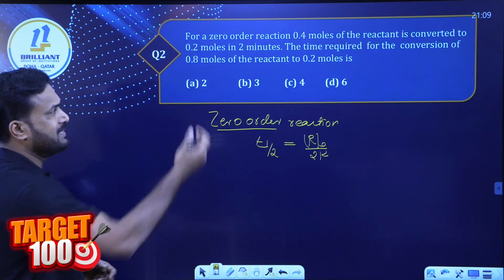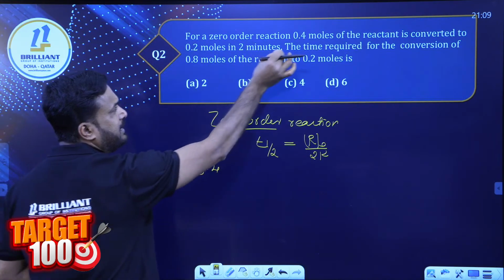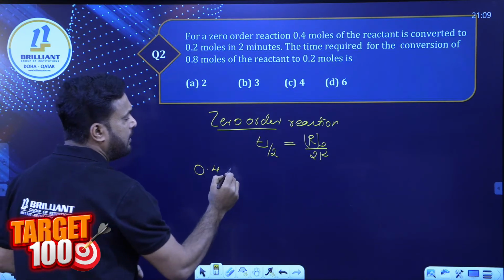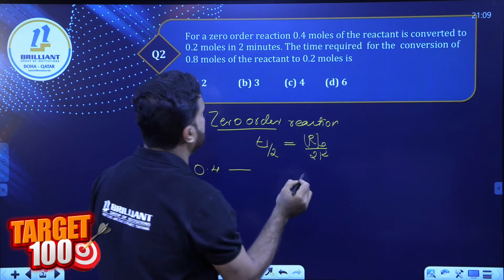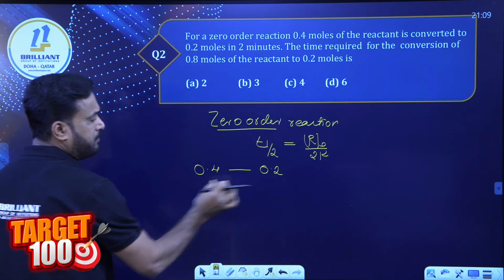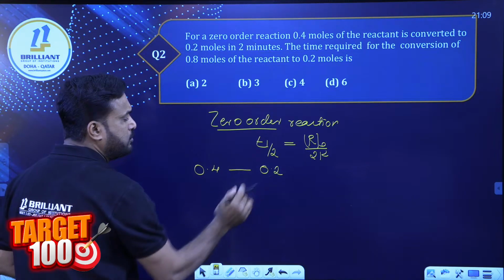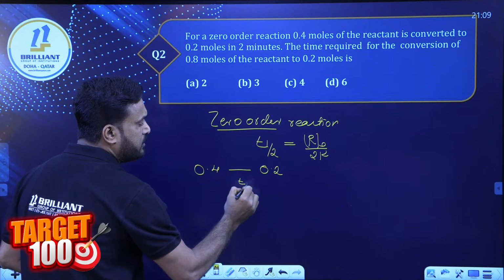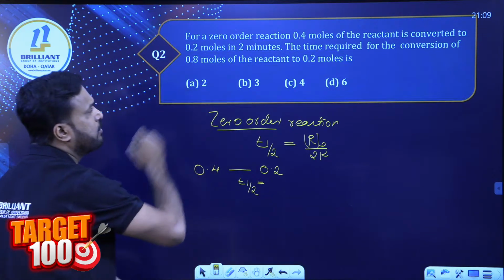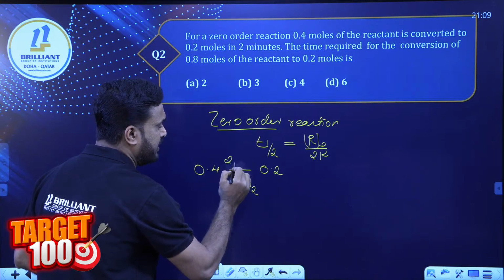So here what is given, we can write first: 0.4, which means the initial concentration is 0.4. 0.4 converted to 0.2, that is half. Which means the time period in which the concentration changes from 0.4 to 0.2 can be considered as T half. So T half is given. T half is equal to how much? 2 minutes. So here that T half time is 2 minutes. I will write over here.